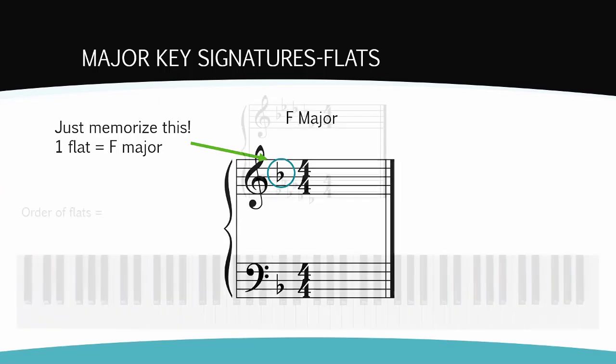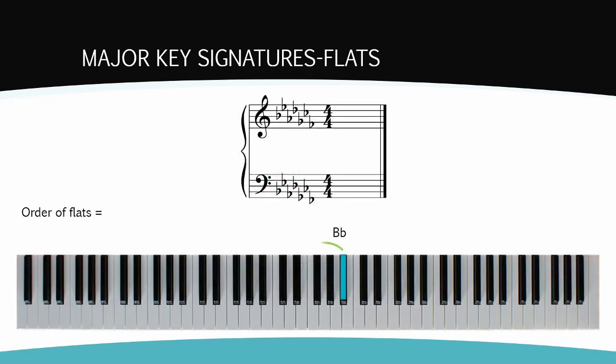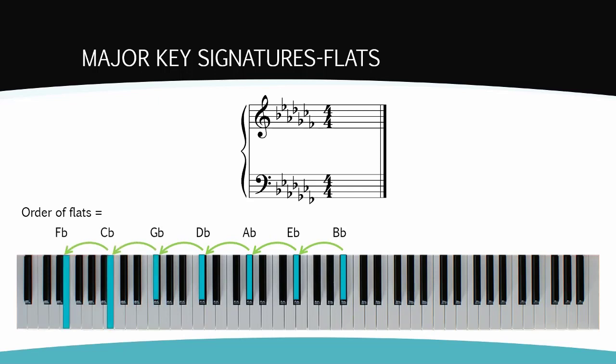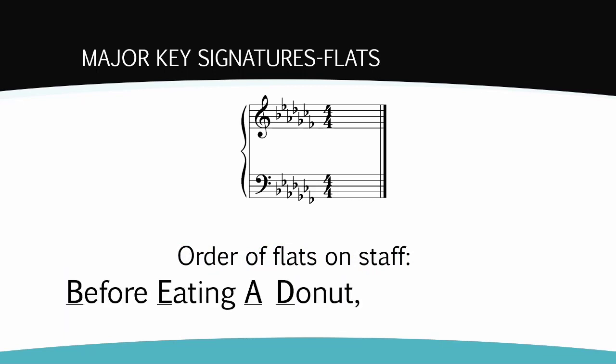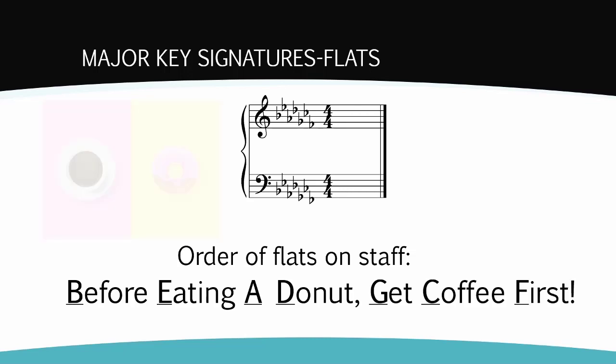Flats are added to the staff in the order of B flat, E flat, A flat, D flat, G flat, C flat, and F flat. Note that this is the reverse of the order of sharps. So each new flat is a perfect fifth lower than the previous flat. You can remember the order in which you place flats on the staff by using the mnemonic device, "Before eating a donut, get coffee first."